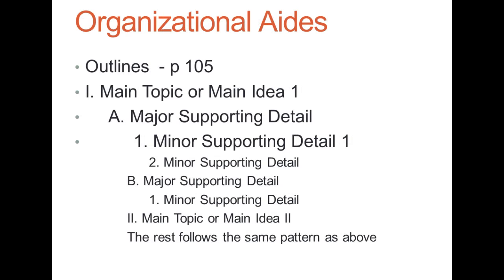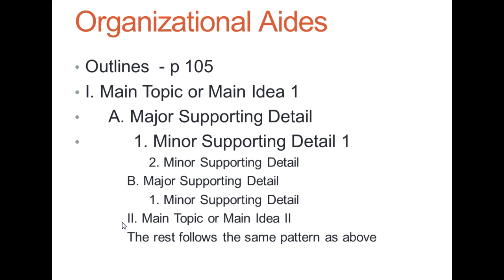The first one that we're going to take a look at is outlines. You probably studied outlines in other classes, but mainly you want to organize outlines using Roman numerals for your main topics or main ideas. So you have number 1 here, and then you have number 2. That's to divide the main topics. And then you use capital letters for the major supporting details, and then numbers for the minor supporting details. So you have main topic 1, then A, and then 1 and 2 for minor supporting details, and then you have another major supporting detail followed by 1 minor in this case, and then change topic.